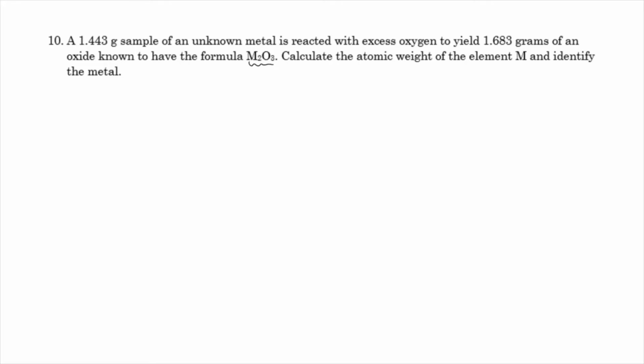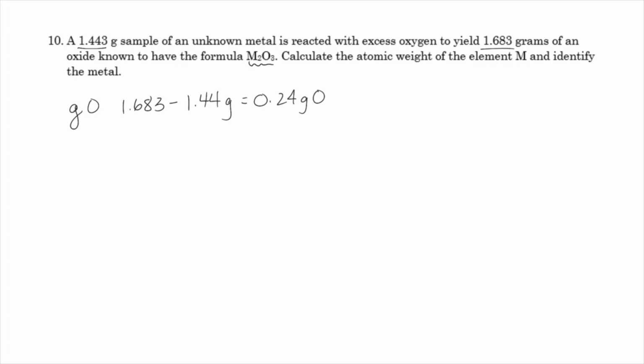And I'm going to do it the way of using mostly train tracks and using the relationships of the subscripts to the whole, the part to the whole. So I can figure out easily how much oxygen I have by the law of conservation of mass, because I start with this much of the metal and I end up with this much of the compound. The difference has to be the oxygen that reacted. So my grams of oxygen is 1.683 minus 1.443, and I get 0.24 grams of oxygen.